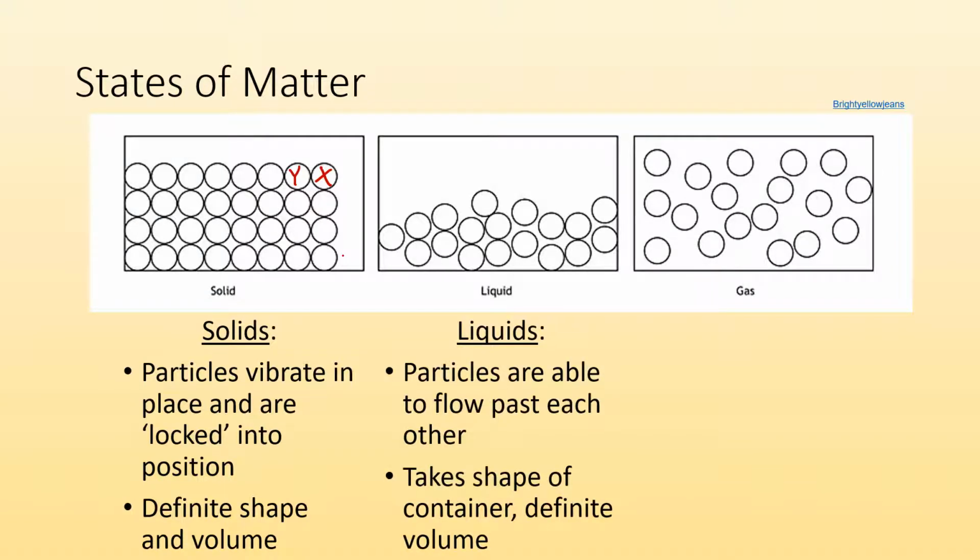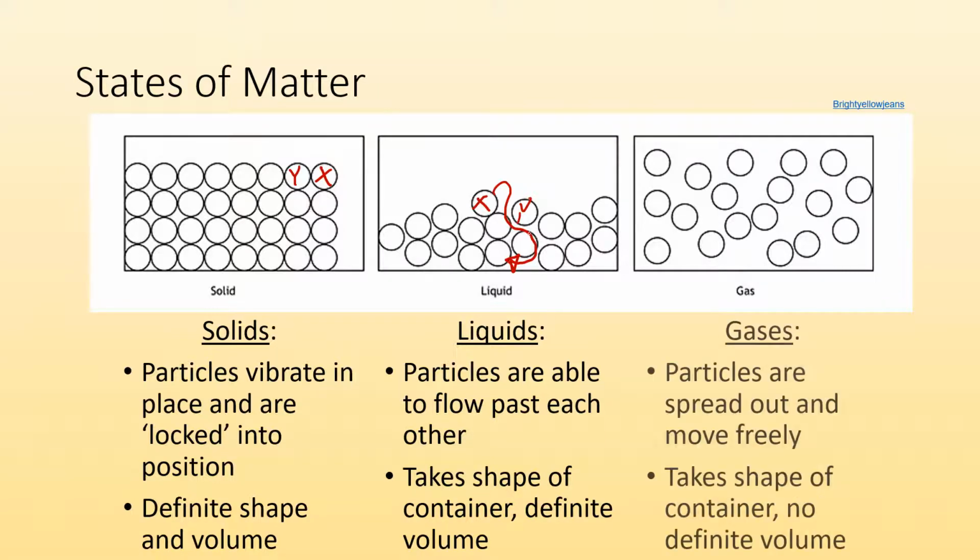Liquids, the particles are able to flow past each other. So in this still picture, you can see there's particles everywhere, but they're actually able to move around and flow, like a liquid, right? So they take the shape of their container and have a definite volume. They don't have a definite shape, but they have a definite volume.